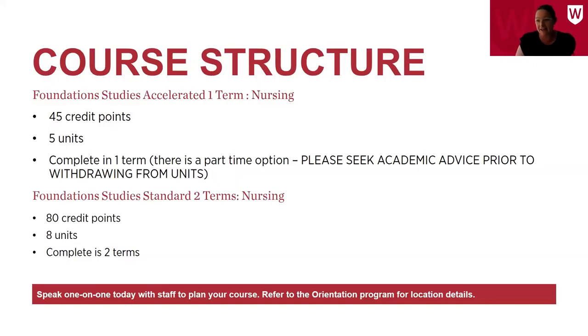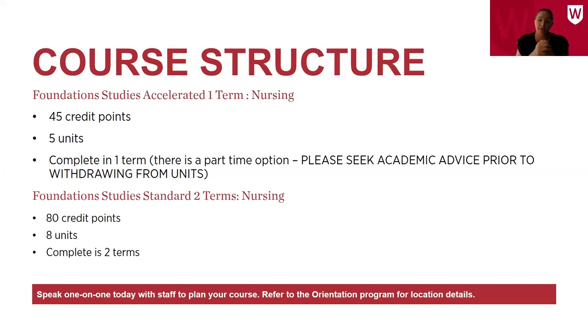So our lucky one-termers will be out of here about the end of June, and our two-termers will finish in about October. Regardless of which course structure you're enrolled into, you must complete all of the units to be eligible, okay? And complete meaning you must pass all of those units. So our one-term people are doing 5 units, and it's a really busy study load.